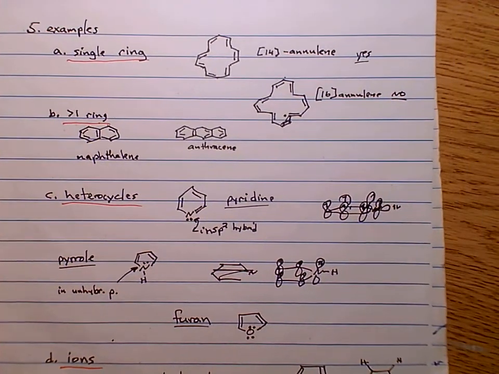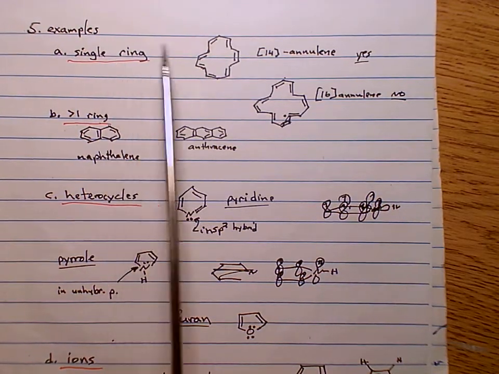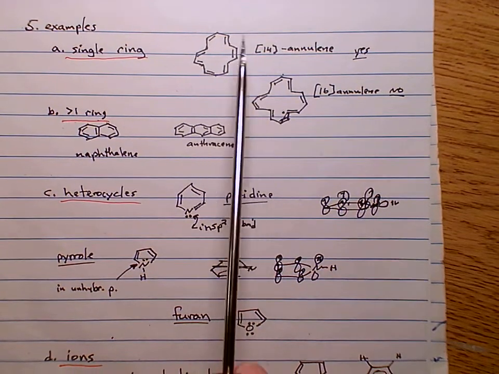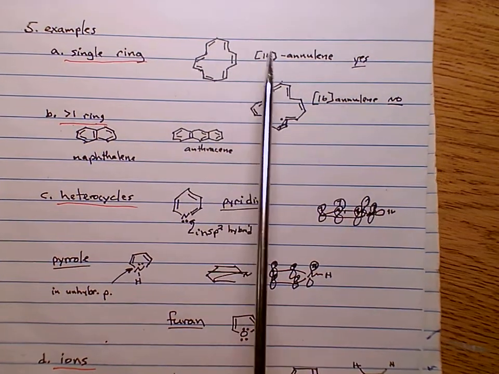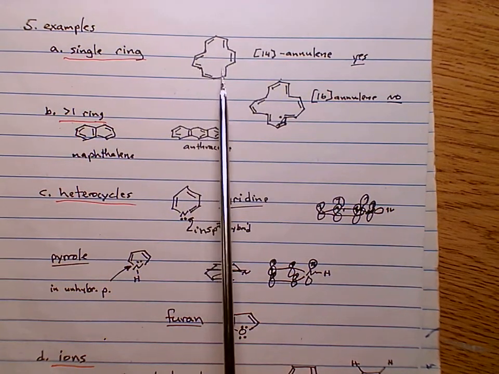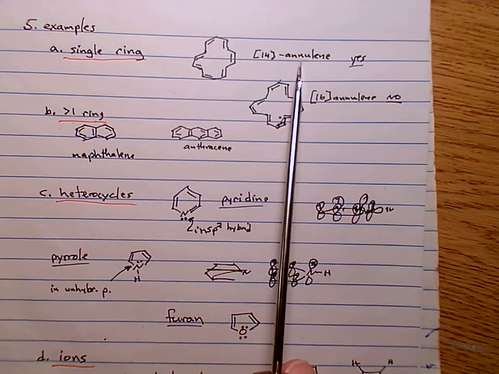Let's look at this guy right here. The single ring molecule right here. Is this thing aromatic? Well, cyclic, yes. Planar, no idea. Completely conjugated, okay. Double single, double single, double single, double single, double single, double single. Yeah, completely conjugated. This is 14-annulene.